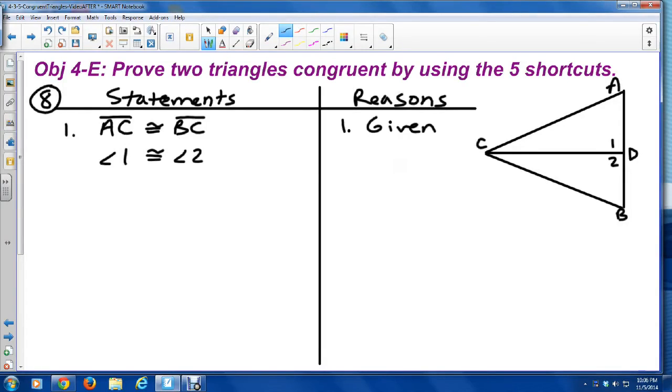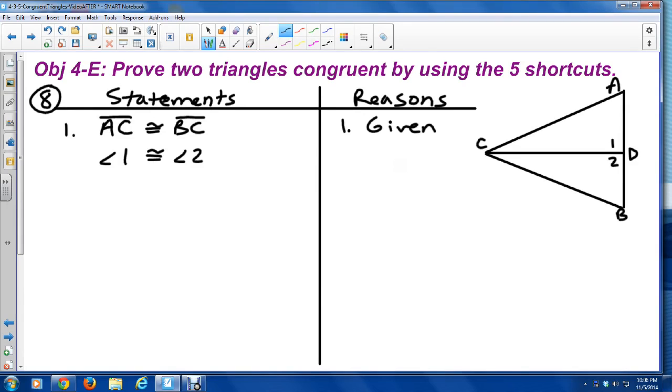Okay, I'm on number 8, our second proof that we're going to work through together, proving triangles congruent using one of our 5 shortcuts. Hopefully you caught on and you set up this problem before you started my video. If not, pause the video, set yours up so that you've got your picture there and your givens down, and then I'm going to pick up with you and we're going to mark our picture and start working through it.